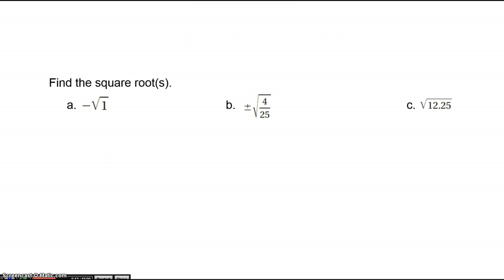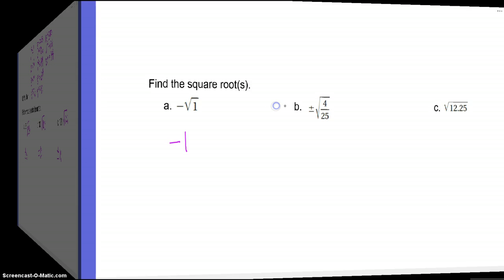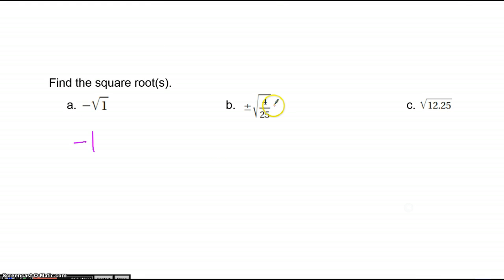Okay, on these next ones, we need to find the square roots. These are also on your own, so go ahead and try these three and then press play when you are ready. All right, A, the negative square root of 1 is negative 1. B, plus or minus the square root of 4 over 25. If you remember, this is the same thing as plus or minus the square root of 4 over the square root of 25. So this is plus or minus 2/5. And finally, C. This one's a little tricky.